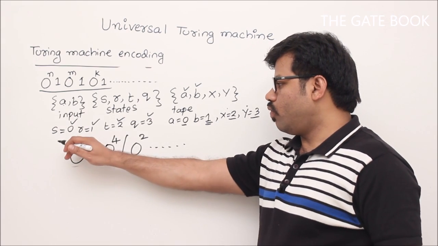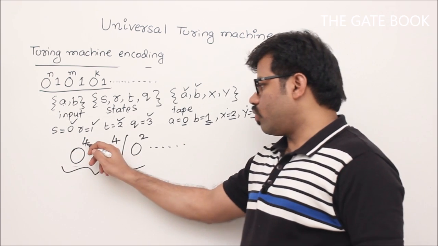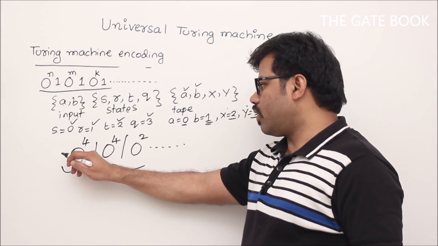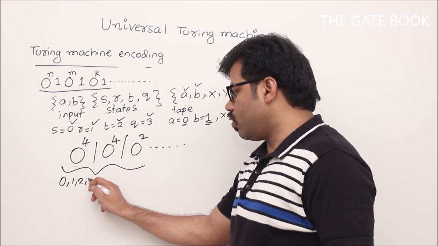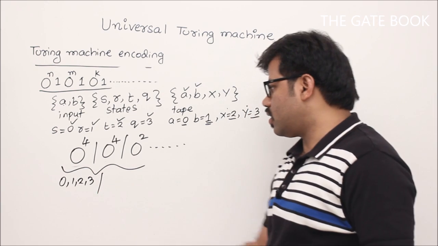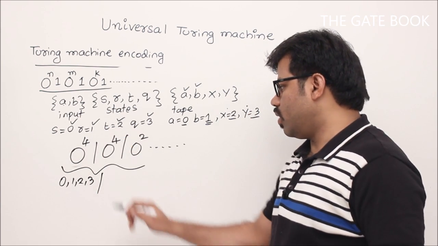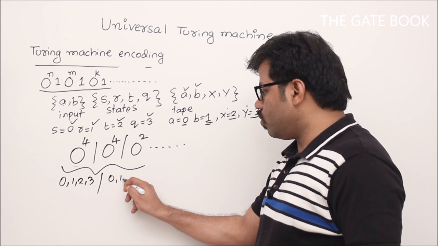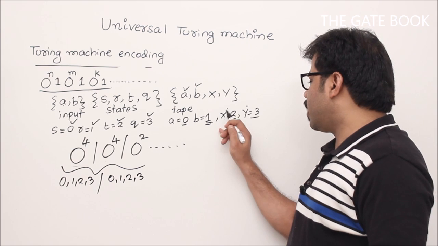Let's say 0 power 4. 4 is nothing but, see now how I decode it, I will tell you. The first 0 power 4 represents the number of states, 4. What are they? Automatically they are 0, 1, 2, 3. That is the way I encoded them. Next, 0 power 4 indicates tape symbols. We have 4 tape symbols. What are they? 0, 1, 2, 3. That's why I gave A0, B1, X2, Y3.